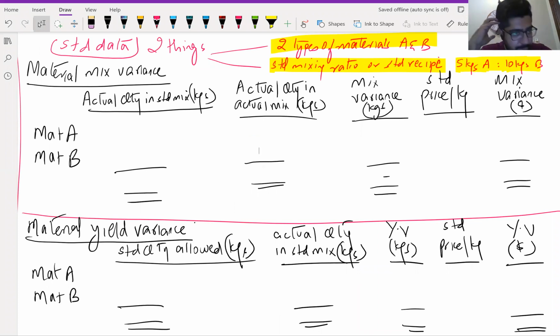I'm almost ready to start the question. I've made the format, and before starting this question, I have told you that from the standard data, you need to extract two things.